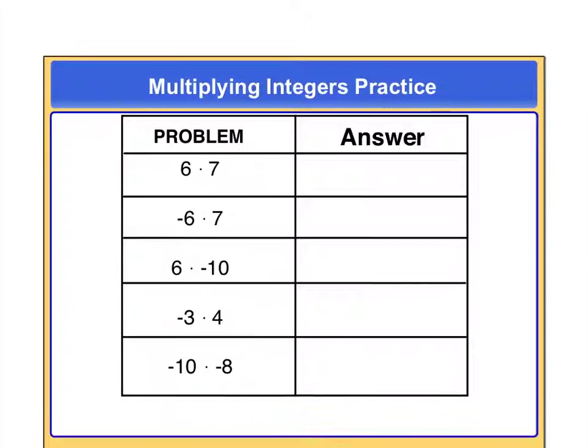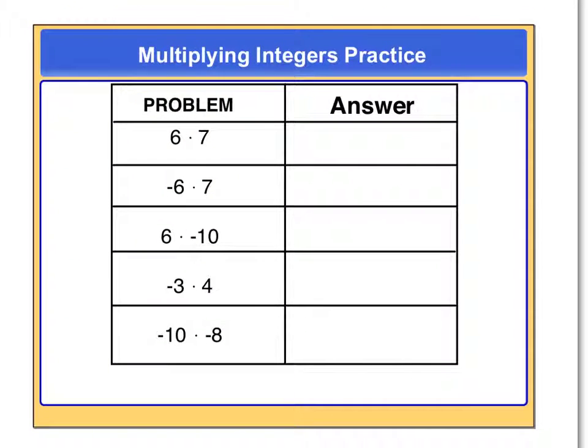So if we're looking here, we've got 6 times 7, positive times positive is going to give us positive. We have one of each, so our answer will automatically be negative, and then we just multiply. We have one of each, our answer will be negative, so we multiply. We have one of each, so our answer will be negative, and we multiply. Here we have two negatives, which is going to give us a positive, and we'll get 80. You don't have to put the positive sign, but if you want to, you can for now.